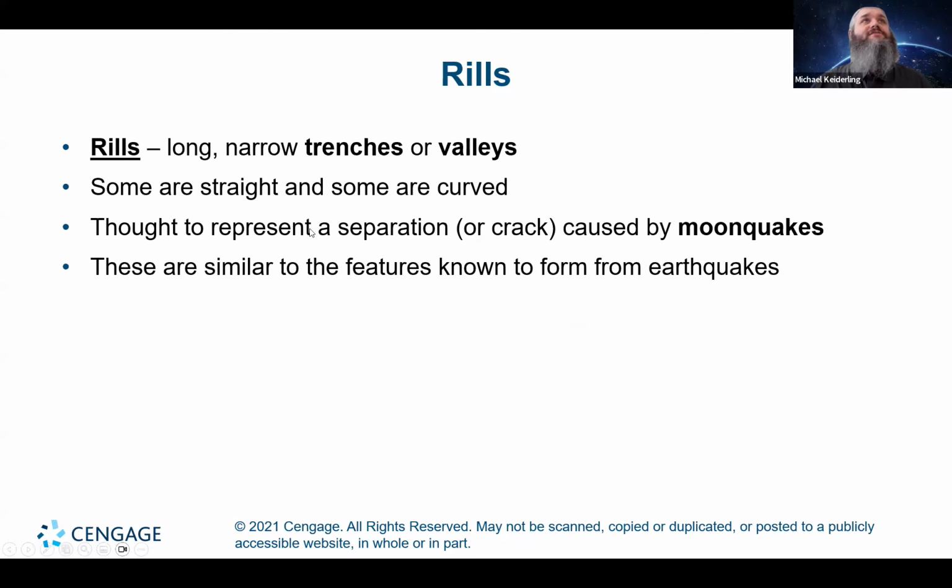Rills are long, narrow trenches or valleys. Some are straight, some are curved. They're thought to represent a separation or crack caused by moonquakes. They're similar to the ones known to form from earthquakes. And we know there are moonquakes still, but they aren't very big anymore.